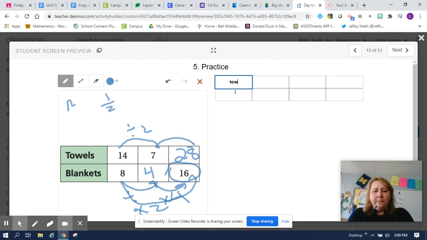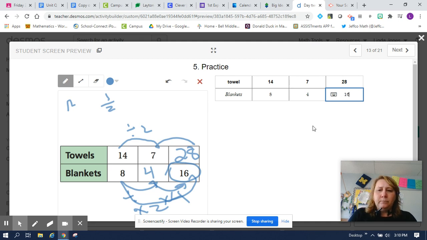towels and blankets. And I have 14, 7, and 28. So you are looking for patterns in everything on these tables. Lots of ways to see patterns. Okay?